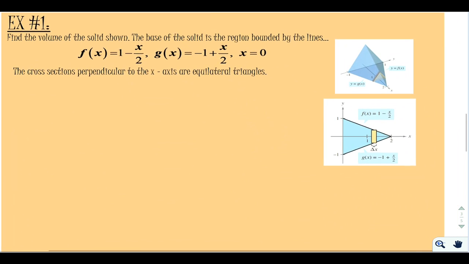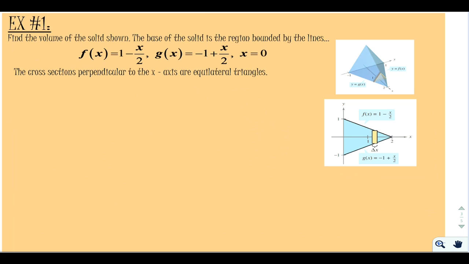So here's example number 1. Find the volume of the solid shown. The base of the solid is the region bounded by the lines y equals 1 minus x over 2, y equals negative 1 plus x over 2, and x equals 0. What I suggest you do is draw a picture.